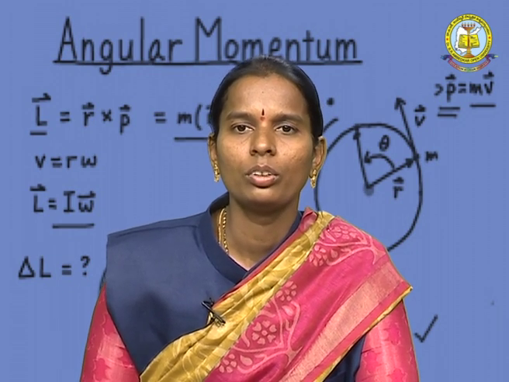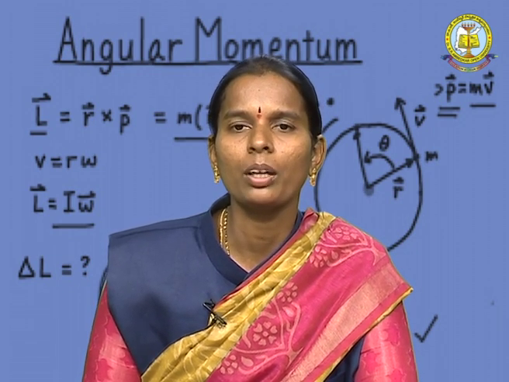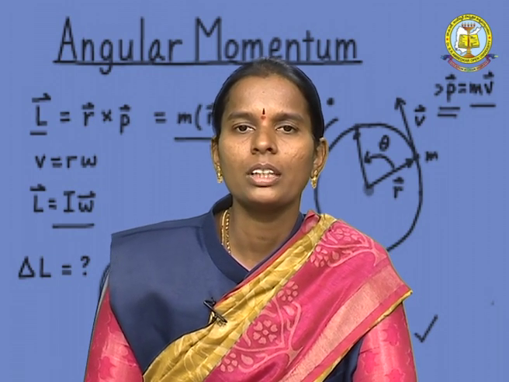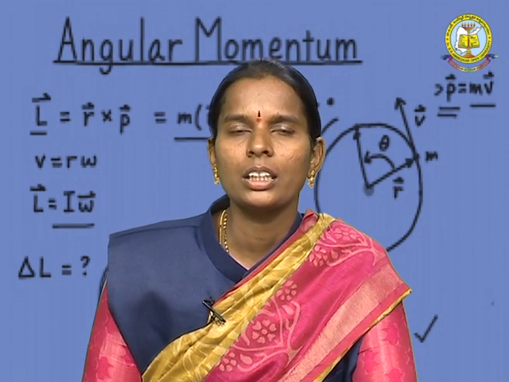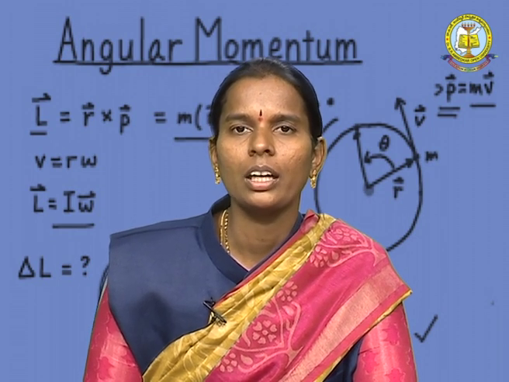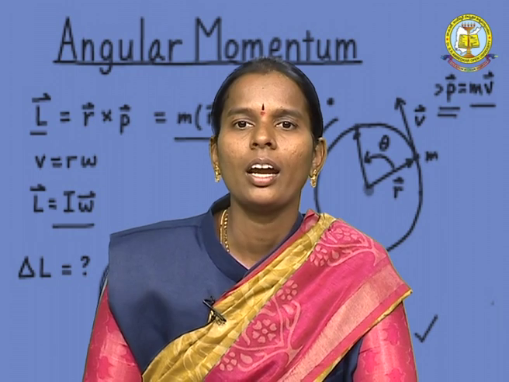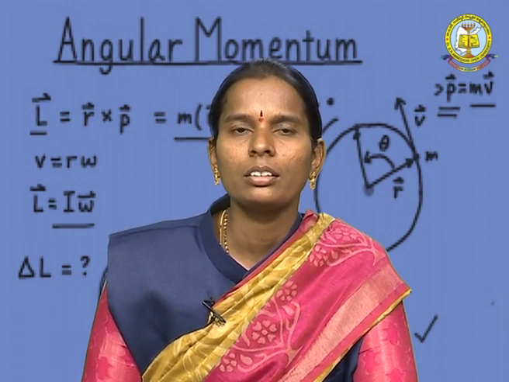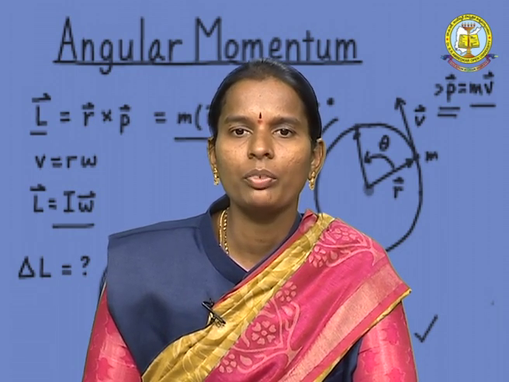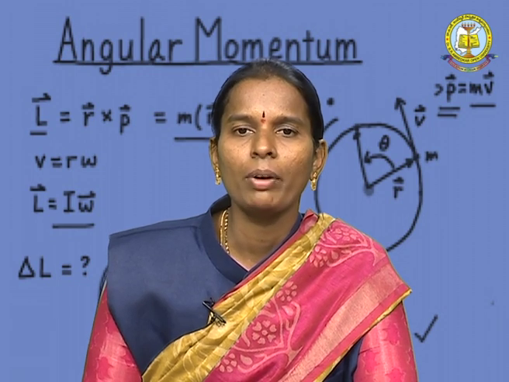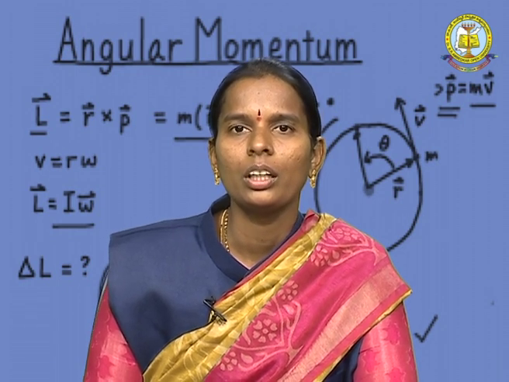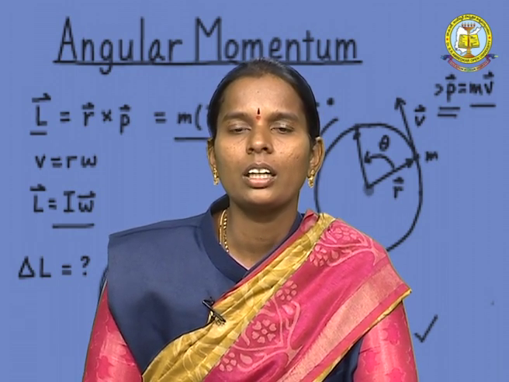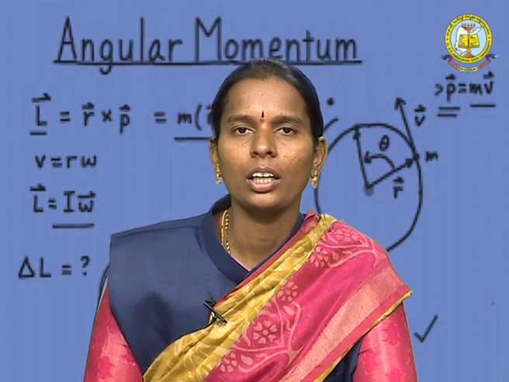Okay, so that is angular momentum. Conclusion of this topic: angular momentum L is equal to r cross p, and conservation of angular momentum, that is L is equal to constant. The relation between torque and angular momentum is torque is equal to dL/dt. The rate of change of the angular momentum of a particle is equal to the torque acting on it. That is the relation between the torque and angular momentum.